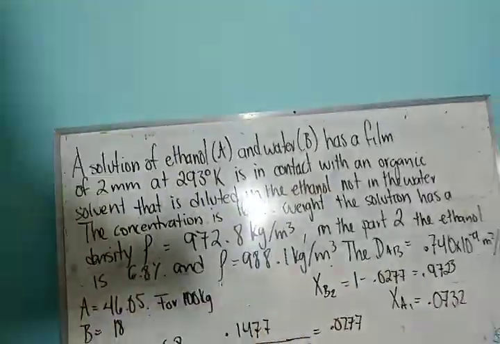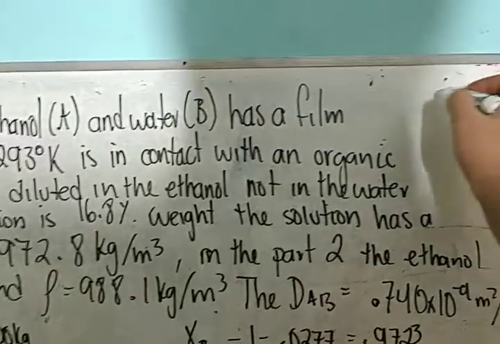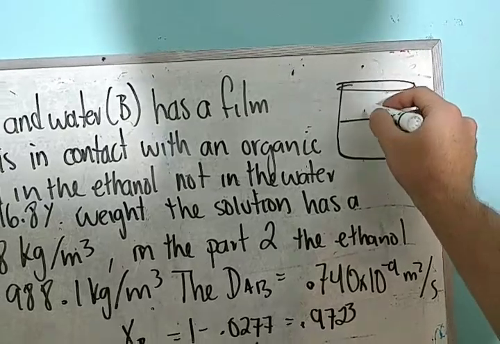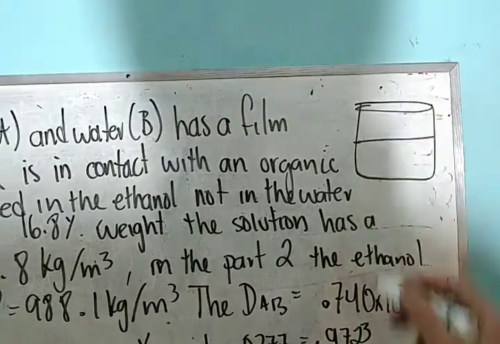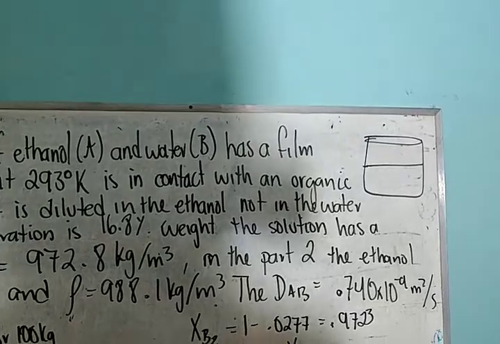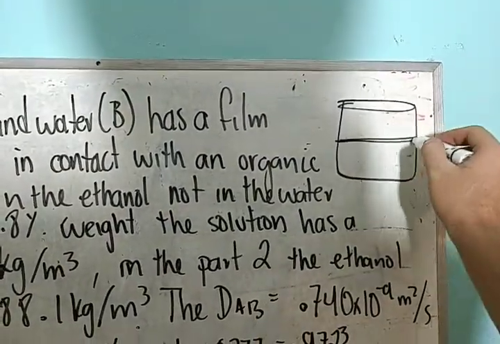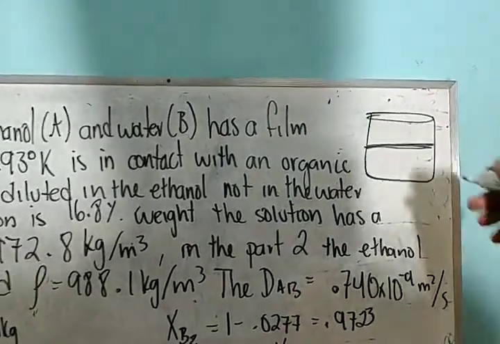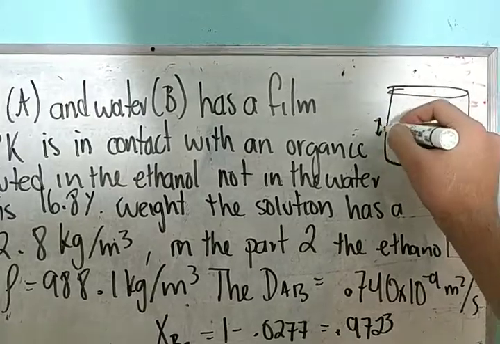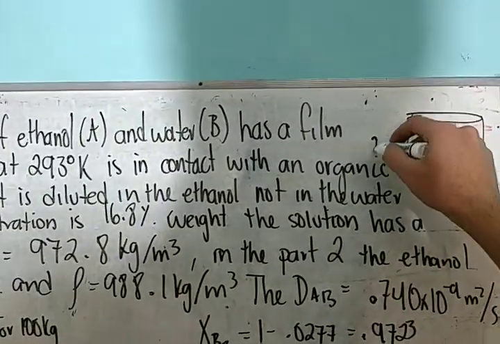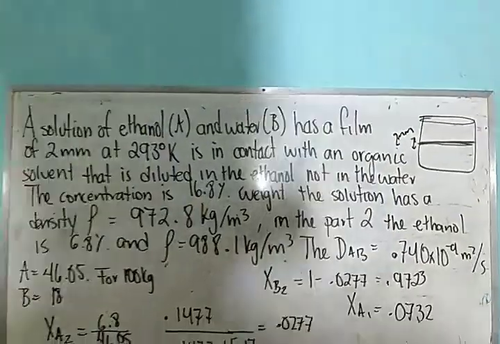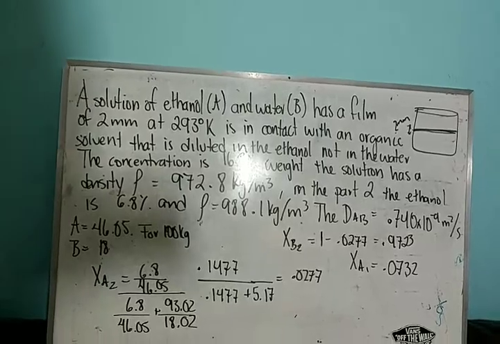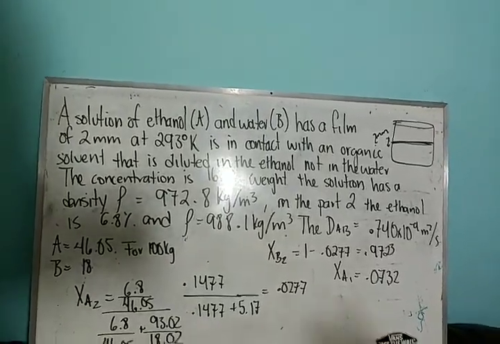Well, imagine that you have water and oil. You have two things that are not miscible, that are immiscible. So we have a layer, this little layer that separates them. This one has a thickness of 2 millimeters, and that is dividing water and ethanol. They are in contact with an organic solvent that is diluted in ethanol but not in water.